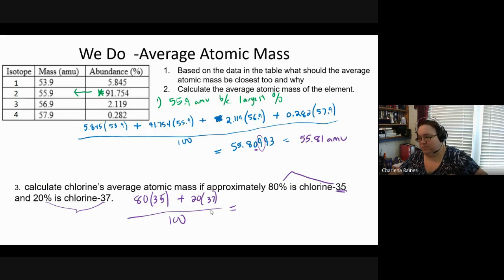So my mass should be closest to 35. Well, handy dandy calculator gave me 35.4. Miss Raines is asking for 2 numbers after the decimal, so just add a 0. There's an invisible 0. The calculator just doesn't know it. Notice that that number is really close to 35. So it means we did our calculation correctly.